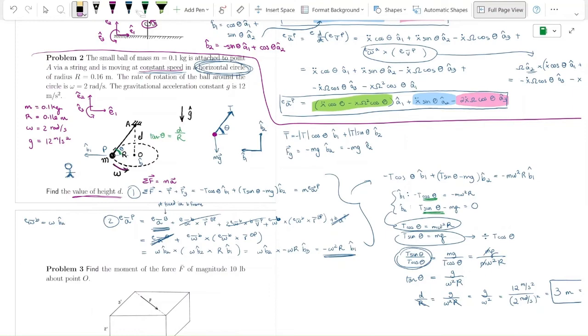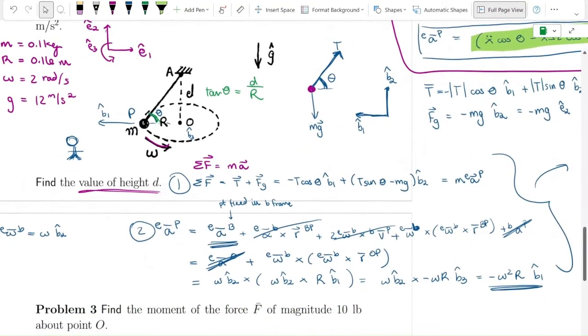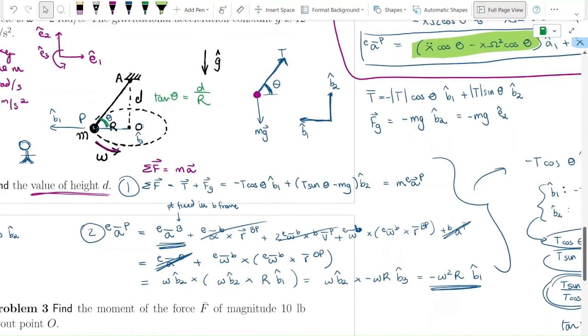If you took the derivative of the position vector from O to P, you would pick point O because it's fixed in the E frame. Then you would take the derivative with respect to the E frame and just do BKE to get velocity, then do BKE again to get acceleration. It's a similar process to this. It's perhaps a bit simpler.